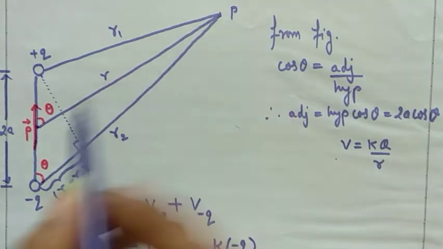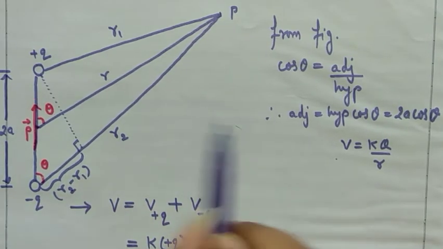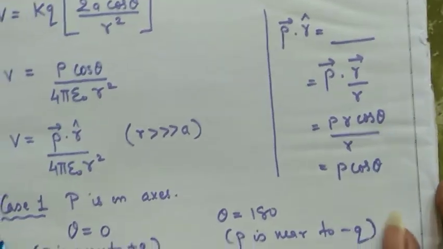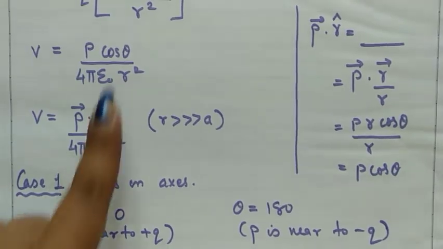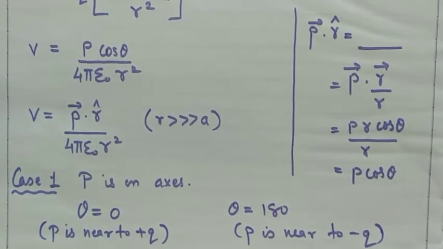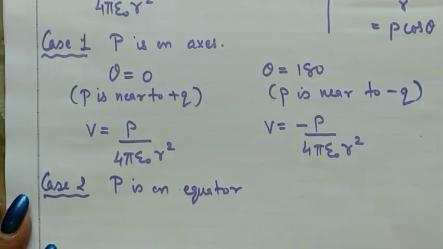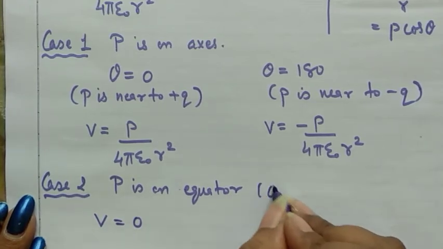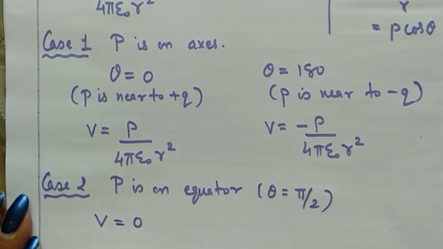So when the point P is on the equatorial line, or you can say wherever on the equatorial plane, this theta becomes 90. So now I'll substitute theta is equals to 90 in this equation. So if I substitute theta is equals to 90, what I'm going to get? Cos 90 is equals to 0. So our potential is going to be 0 for theta is equals to pi by 2.